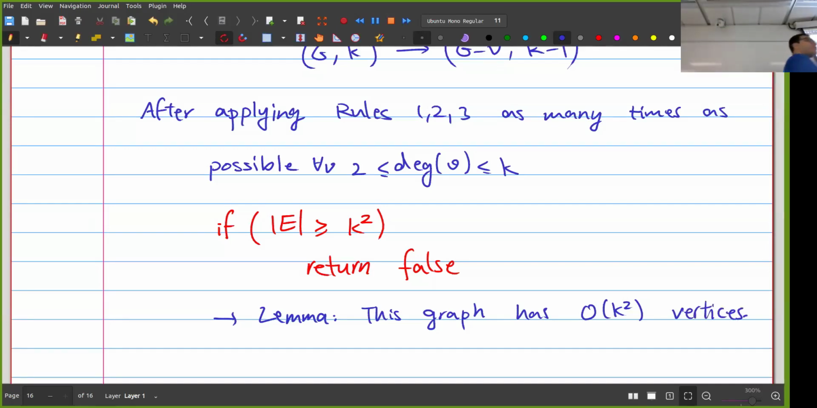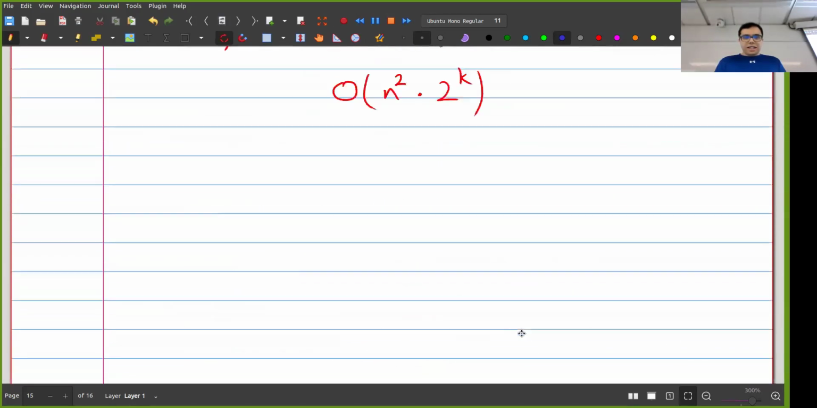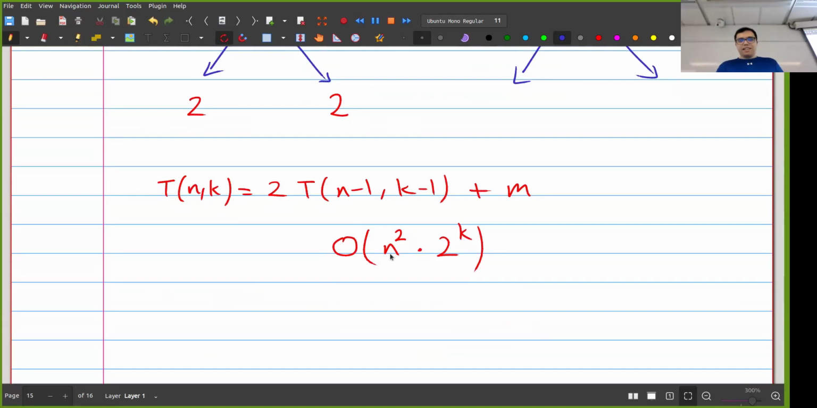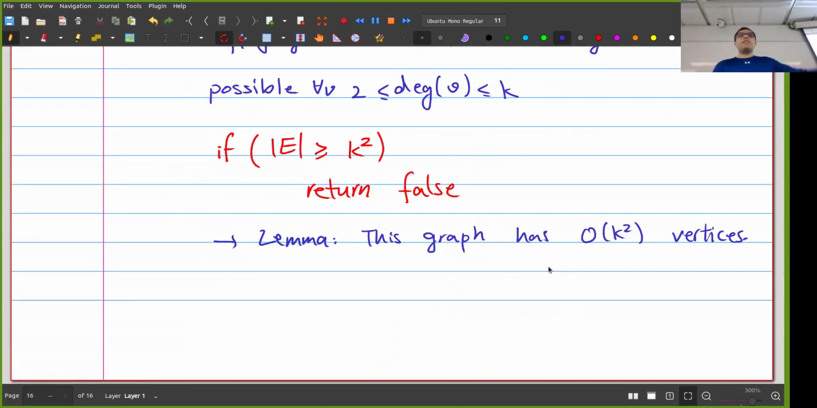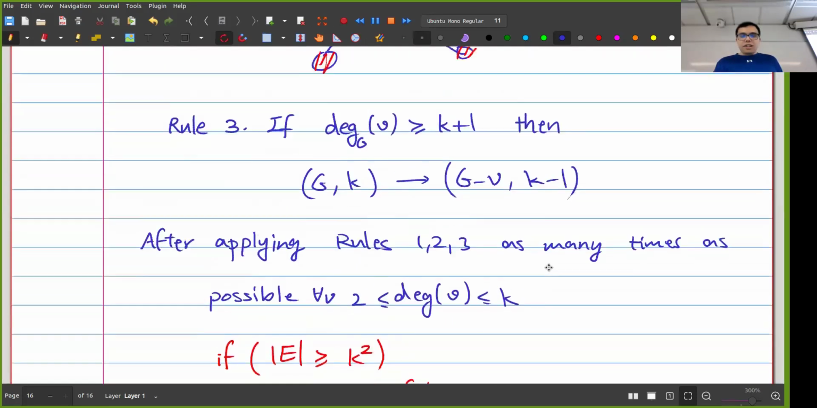If my graph has O(k squared) vertices, then I can just apply this algorithm, and my n is now k squared. Or I can even apply the very first algorithm that I had. I can just do brute force. I can look at all of the subsets of size k of the vertices, because I have only k squared vertices. Even if I brute force, my runtime would be exponential, but it would be exponential in k, and I don't care about that. K is small.